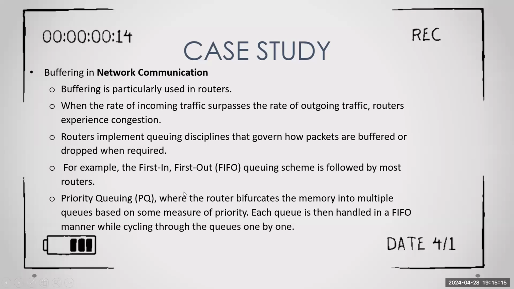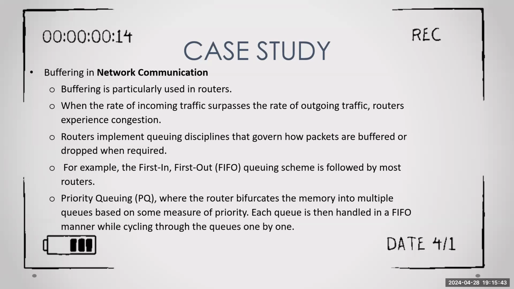What it means essentially is that all the packets are extracted from the queue in the same order as they arrive. That is nothing but the first in first out principle. So next, coming to priority queuing. This is where the router bifurcates the data into multiple queues, based on some kind of priority.